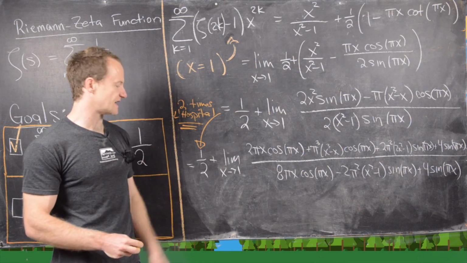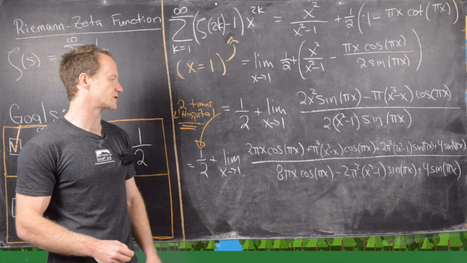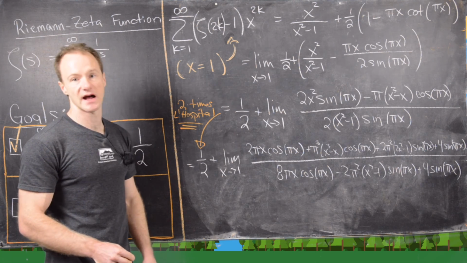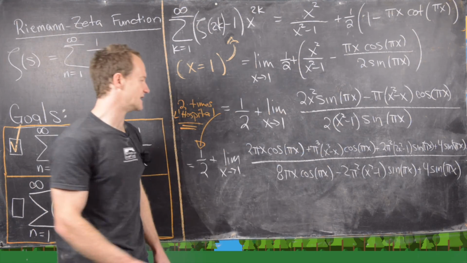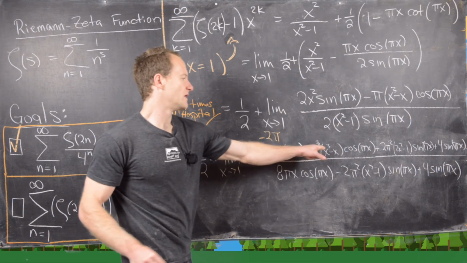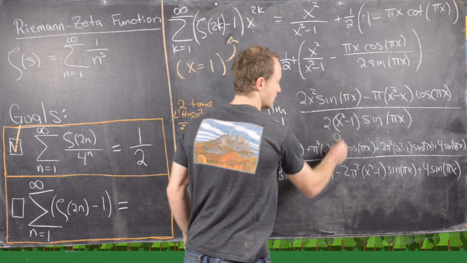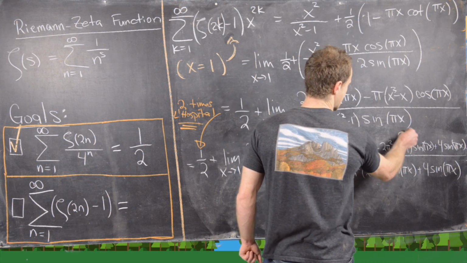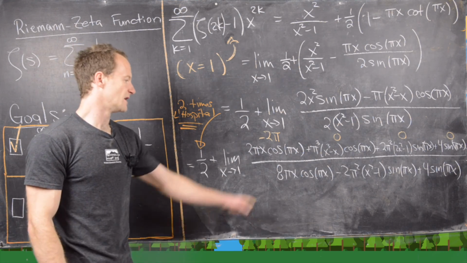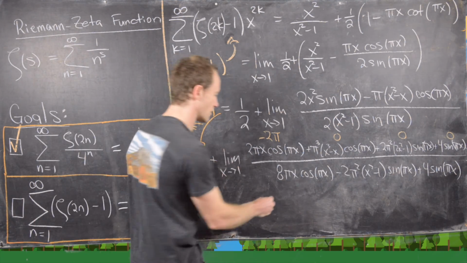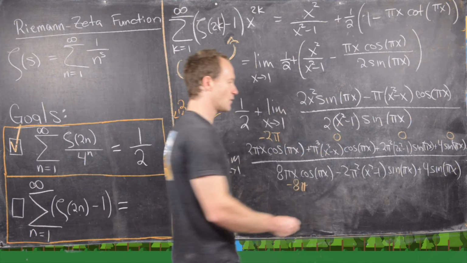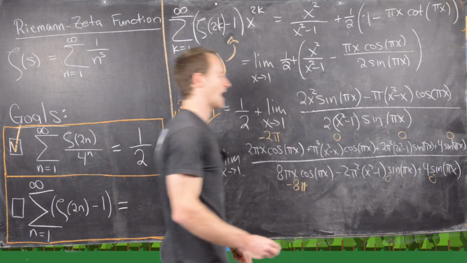So let's look at what each of these individual terms are if we plug in x equals 1. So notice x equals 1 here, we are going to get cosine of pi. So cosine of pi is -1, so this is going to give us a -2 pi right here. Then if we plug in 1 in there, we get a 0. If we plug a 1 in for sine, sine of pi is 0, and again, sine of pi is 0. So we have -2 pi in the numerator. Now again, if we plug in x equals 1 here, we're going to get a -8 pi, because again, cosine of pi is -1. Then here we'll get a 0 and a 0 just like we had before.